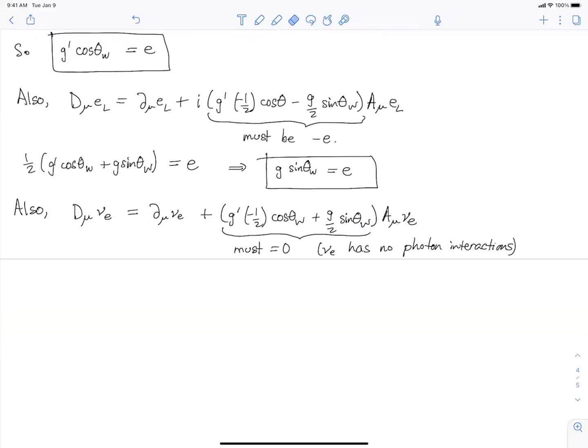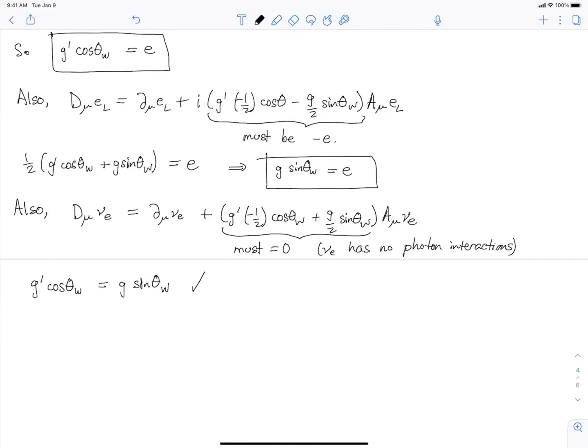Okay, and so if we write down what that means, g prime cosine theta weak has to equal g times sine theta weak, which fortunately is consistent with the previous two boxed equations. So that's just a check. It's a very good thing. It shows that, in fact, the neutrino does not couple to photons, just as we already know.